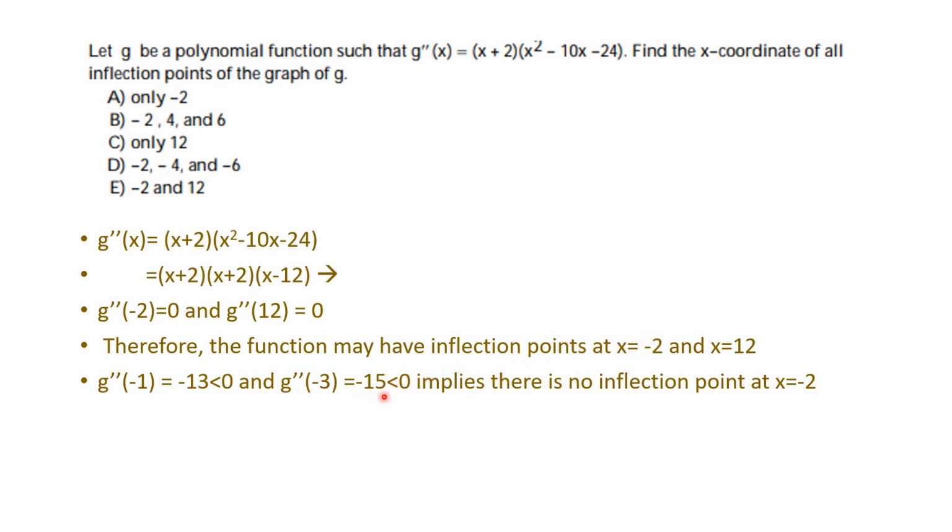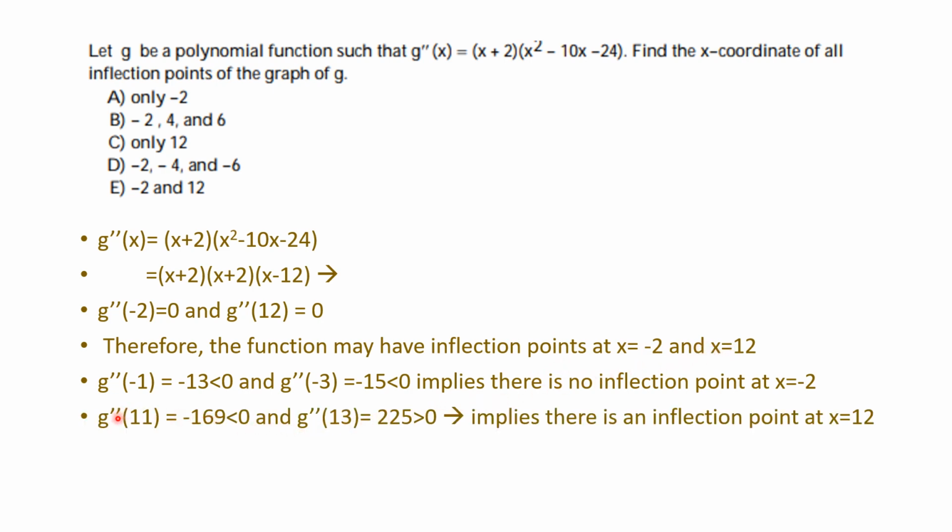Now we will check in the same way x equals 12. So g double prime of 11, which is to the left of 12, equals -169, less than 0. That means concavity is down. So it looks like we have to check also to the right of 12. And that's g double prime of 13. And that's going to give us 225, and that's greater than 0.